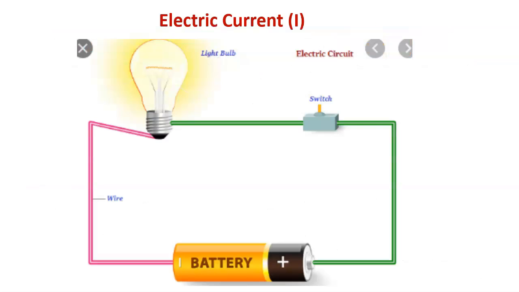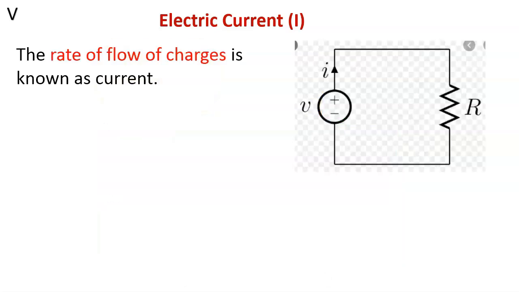Now we have a circuit in which a battery is exciting the circuit, and when we place the switch on, the bulb will glow. So in this, current will flow through the circuit, and we define current as the rate of flow of charge or other charges.